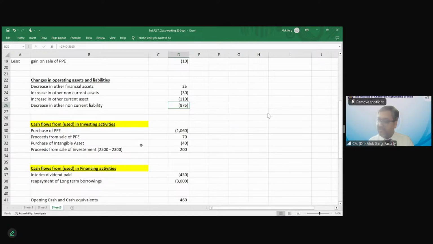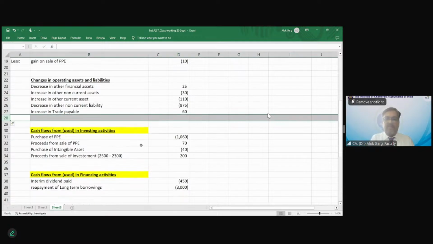The next line item is trade payable. So trade payable liability has been increased from 90 to 150. So what to do with this trade payable? Operating positive 60. Increase in trade payable, so increase in liability. This has moved to 150 from 90. 60. Correct?